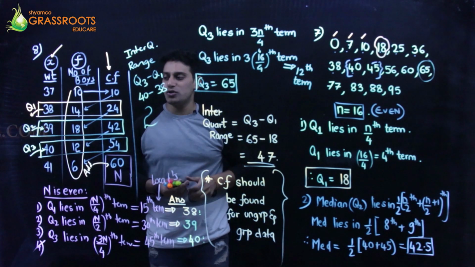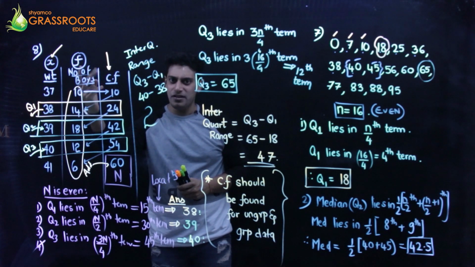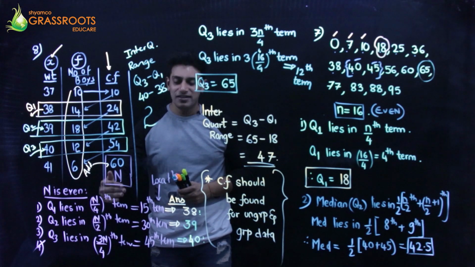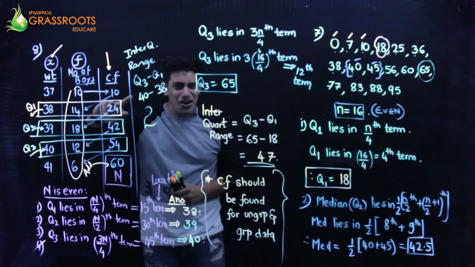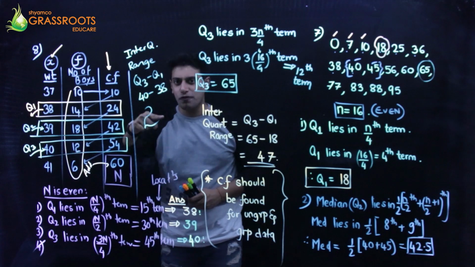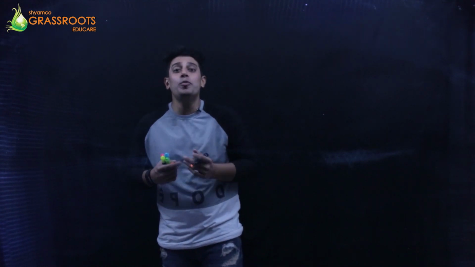Right, wonderful question. So for ungrouped data where X and F are given, you find CF, use the formula, and then use the CF column. Whichever is higher, box it, and its X is going to be the answer for your quartiles and median. Go through this. The 9th question is based on grouped data.